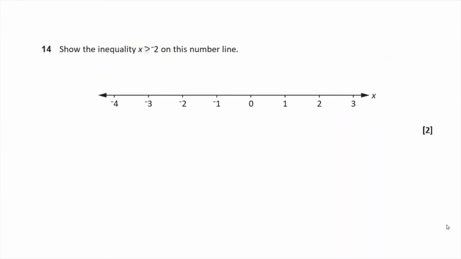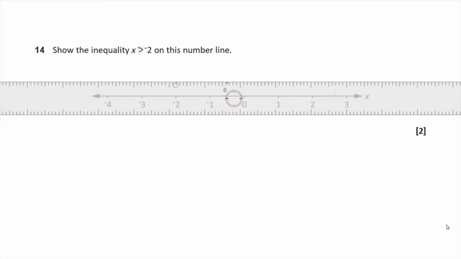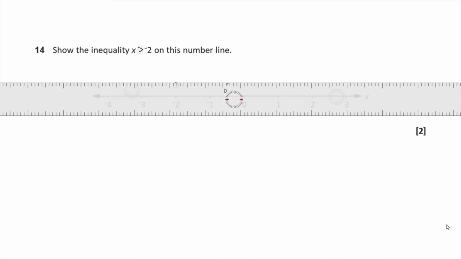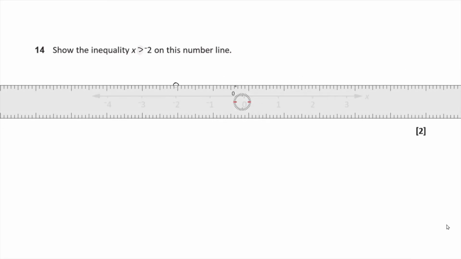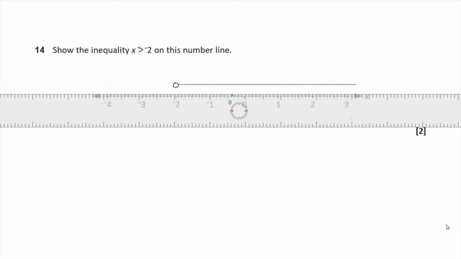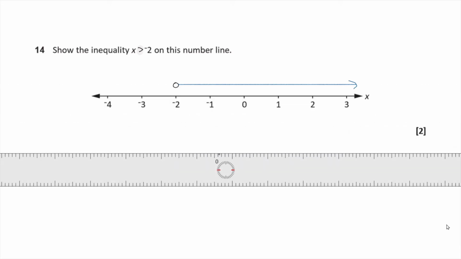Question 14, show the inequality x is greater than -2 on this number line. Okay, so how I do that is I draw a circle at -2, and then we have an arrow pointing off to the right, because it can actually be any number bigger than -2. So it could be any number along this direction here. Okay, so that's how we show it.